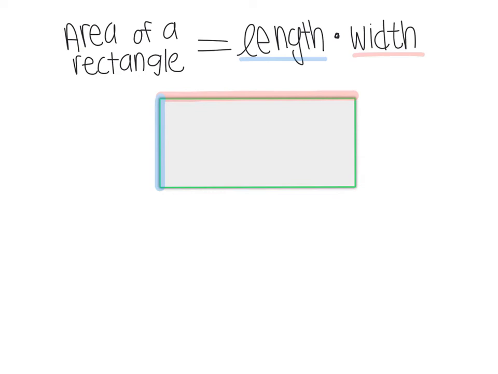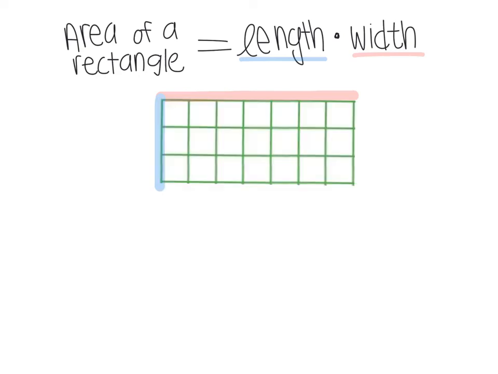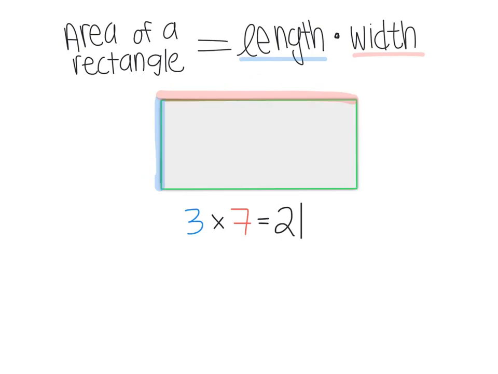We can always imagine the rectangle is broken up into squares. Instead of counting the individual squares, we can count how many squares fit across the width and how many squares fit across the length of the rectangle. Then we can multiply the length and width to get the total number of squares inside the rectangle. Even though sometimes the squares aren't drawn for us, if we know the length and width, we can always find the area of the rectangle.